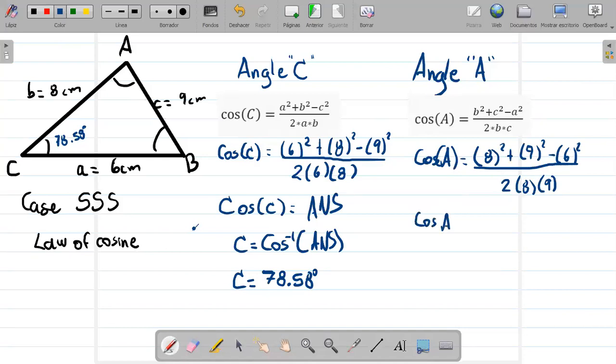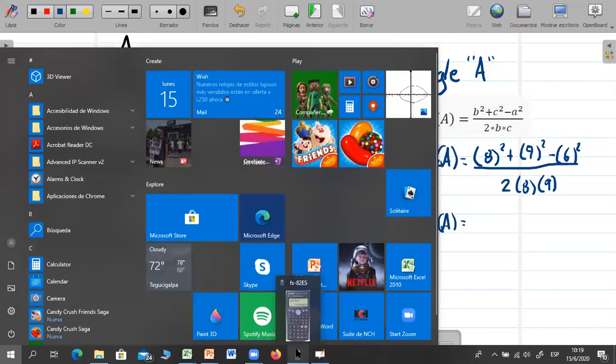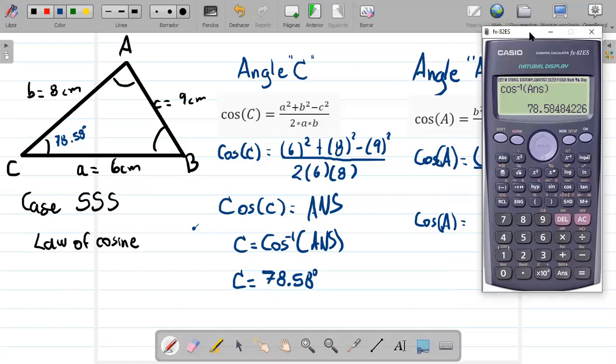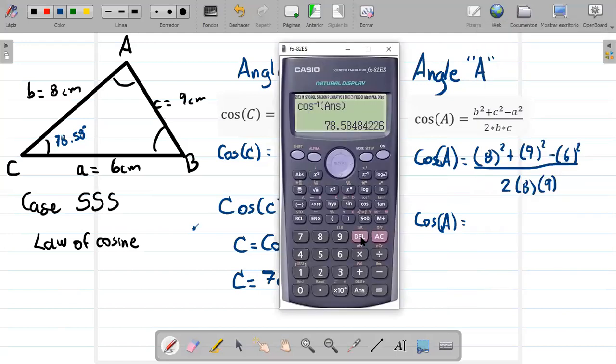So the cosine of A is equal to, calculators please. I'm going to respect that many students don't have the literal one, and that's why I'm going to do that expression step by step. So 8 to the second power plus 9 to the second power minus 6 to the second power, which gives me that number, divided by, open parenthesis, 2 times 8 times 9. It gives us 0.75 and many more decimals.